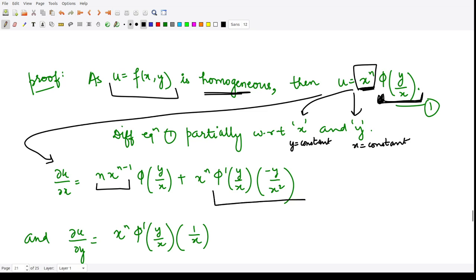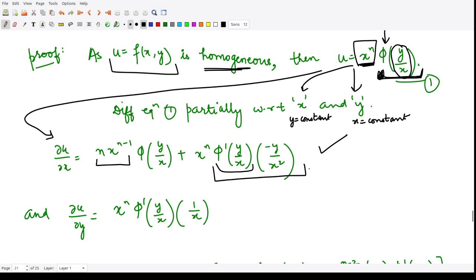The derivative of the second term is this one. How? Firstly, you differentiate the function phi, because if you have some polynomial, firstly you differentiate the polynomial and then you differentiate the individual terms. So firstly we differentiate this polynomial, so we would have phi dash of whatever variable this is. This is the notation for derivative. And the derivative of this inner term y divided by x, because y is constant, the derivative of 1 by x is equal to minus 1 by x square. So minus y by x square. So this is the first term.